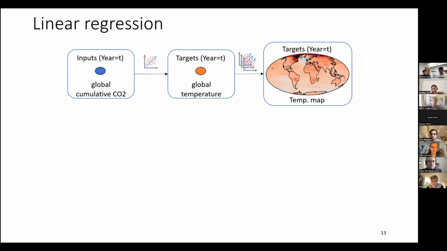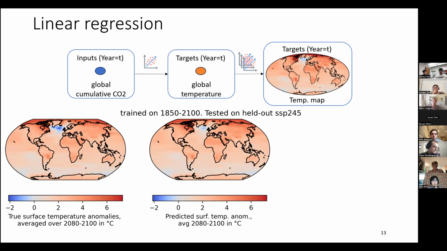So what we did in our analysis is we took some steps back and developed a linear regression model, also referred to as linear pattern scaling, which I think was developed first in the 1990s. The idea here is we only take a single one of all the available inputs: global cumulative CO2 emissions. We fit a linear regression model that maps that onto global temperature anomalies. And then we fit one linear regression model per grid cell that maps the global temperature onto the local temperature map.